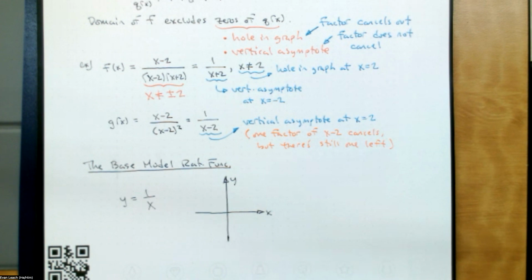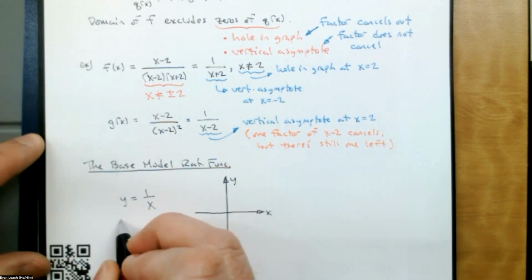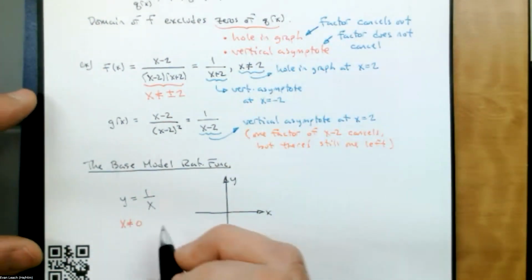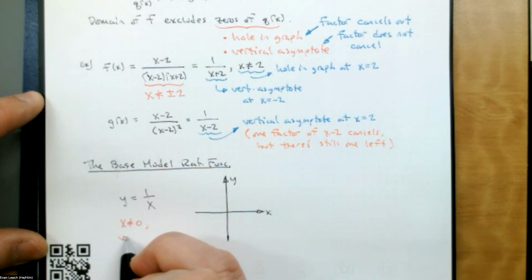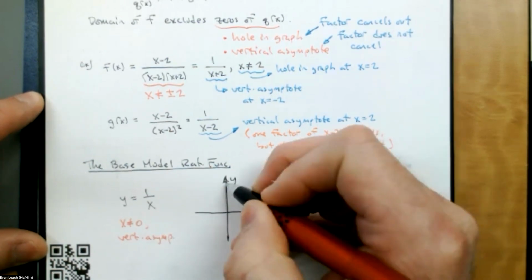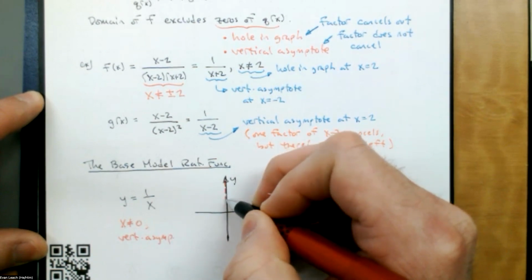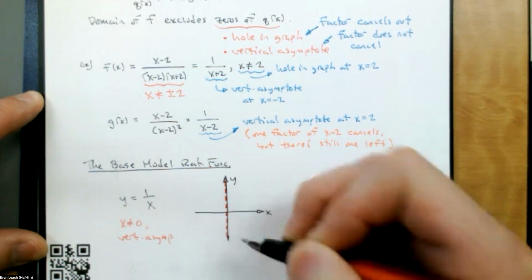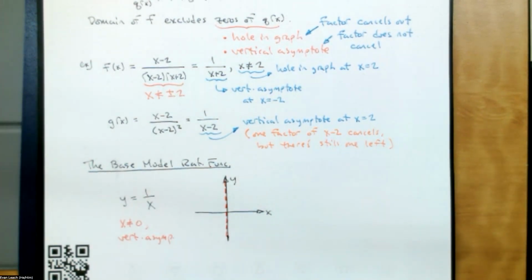We see there's nothing in the numerator to cancel out that factor of x. So that's going to mean there's a vertical asymptote at x equals 0. So we see this excluded value, x can't be 0, and there's nothing to cancel it out, so there's a vertical asymptote. We mark a vertical asymptote with a dotted vertical line, and say x can't be 0 on this graph.